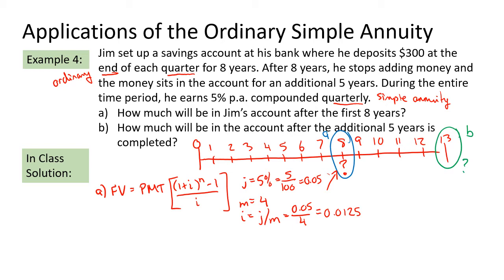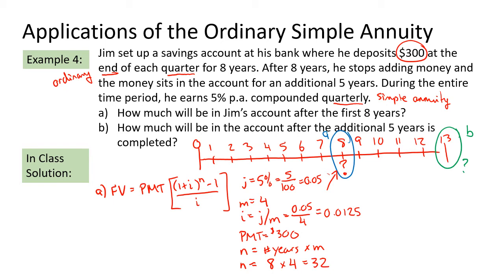Our last items that we need, actually there are 2 items that we need. The item I didn't write down, our payment, which was given in the question, is $300. And our last item is our number of payment periods, N, which is equal to the number of years multiplied by the number of payments he's making per year, or number of compounding periods per year. In this instance, because it's an ordinary simple annuity, those are the same thing. So N is equal to 8 years multiplied by 4 payments a year, which is 32.